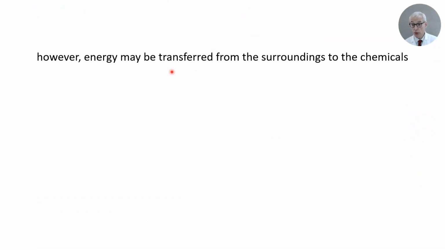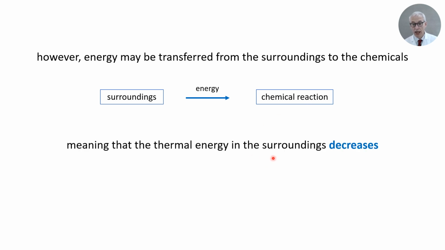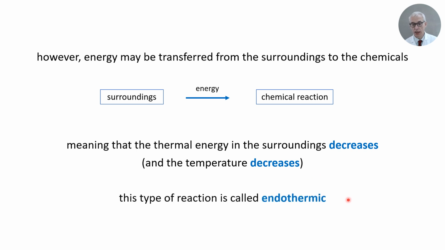However, it's also true in some reactions that energy is transferred from the surroundings to the chemical reaction. That means the thermal energy in the surroundings decreases and the temperature of the surroundings decreases. We call those types of reactions endothermic.